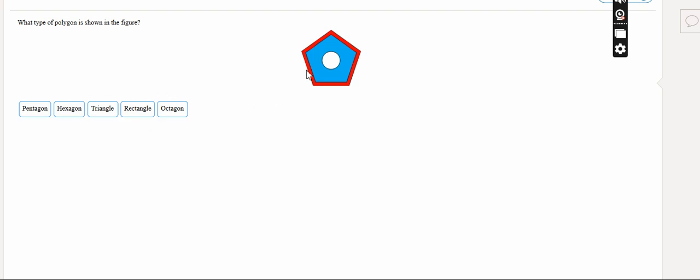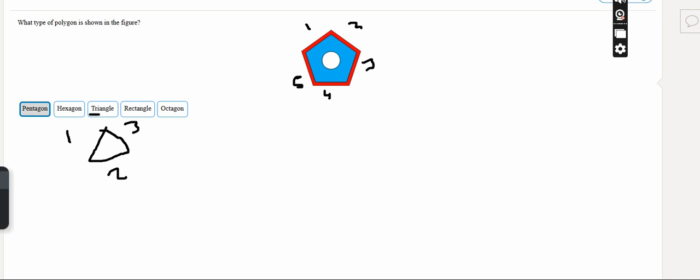The next answer here, how do you know what kind of shape is this? You'll count how many sides it has. So 1, 2, 3, 4, 5. 5 sides means it's a pentagon. So all of these shapes will have specific names. Like you will say a triangle. A triangle has 3 sides, 1, 2, 3, and that's why it starts with tri. Okay? Now let's go to the next one.